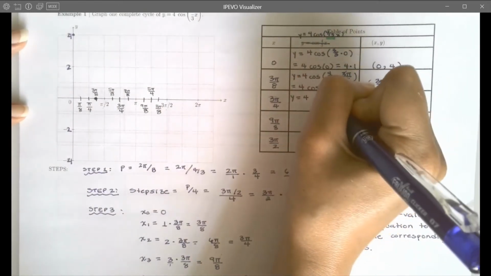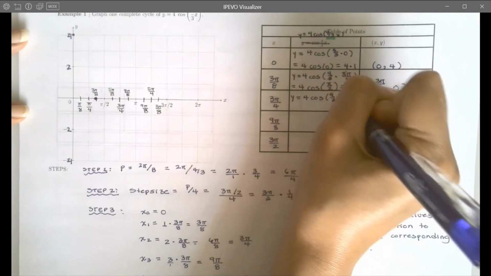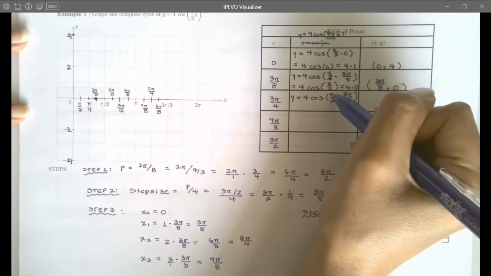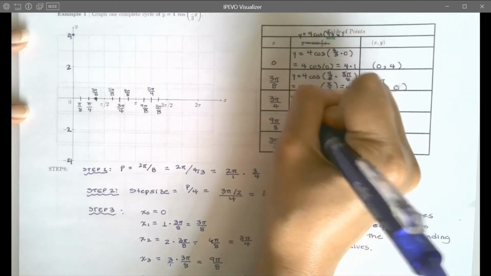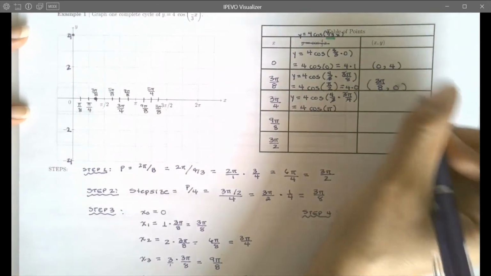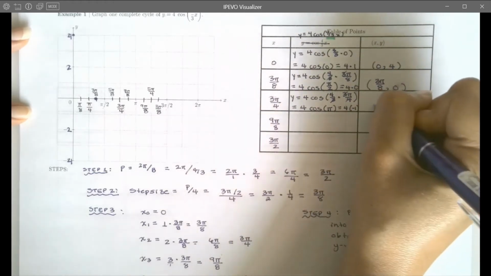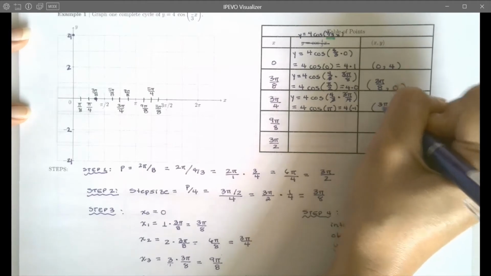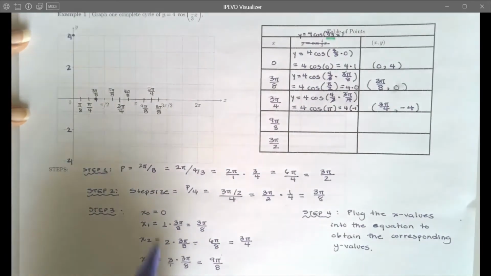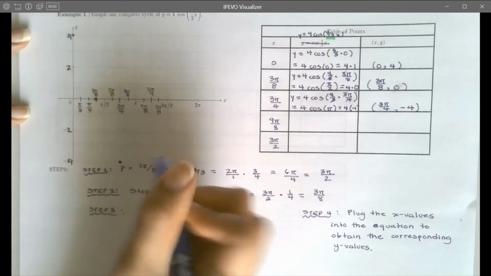That'll be 4 times cosine of 4 over 3 times 3 pi over 4. The 3's are going to cancel, the 4's are going to cancel, and we're going to have a 4 times cosine of pi. Now cosine of pi is -1, so we're going to have 4 times -1, which is going to give us a -4. So the point that we're looking at is then 3 pi over 4 comma -4. Okay, so 3 pi over 4 is here, -4 is down here. That means that that is our point.